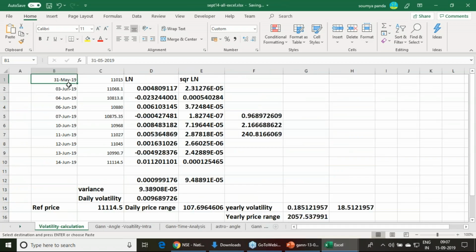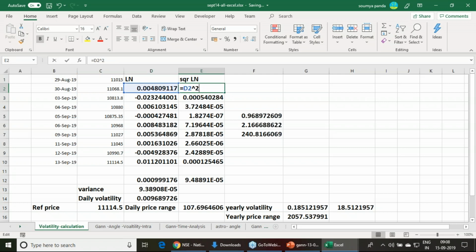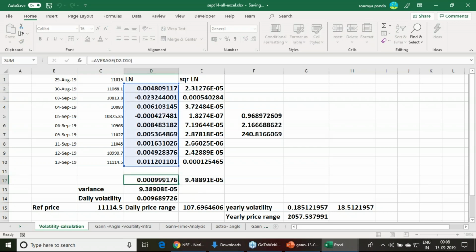the volatility, daily volatility. So for the daily volatility calculation, first we are taking the logarithm of 30th August divided by 29th August. This is known as absolute return. So in absolute terms, how much return it has given. So this is square absolute return, so we are just taking the square of that. Then we are taking the average of both the values, absolute return and square absolute return.